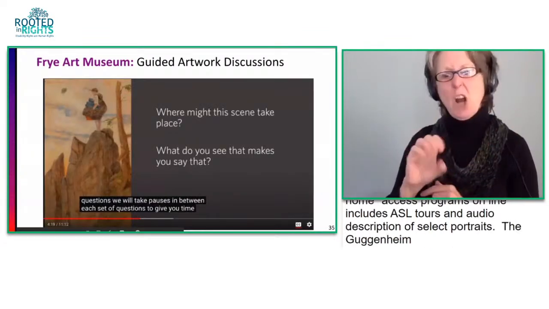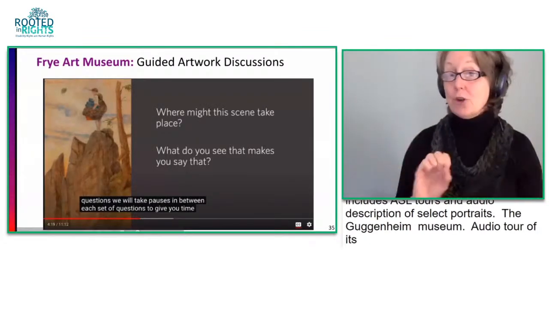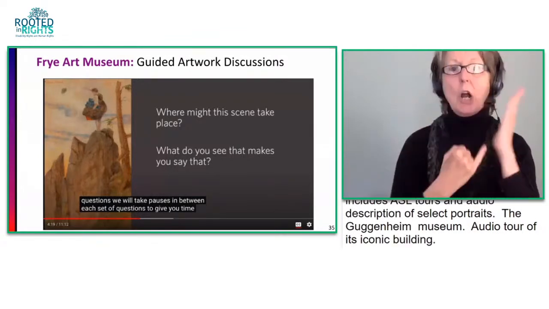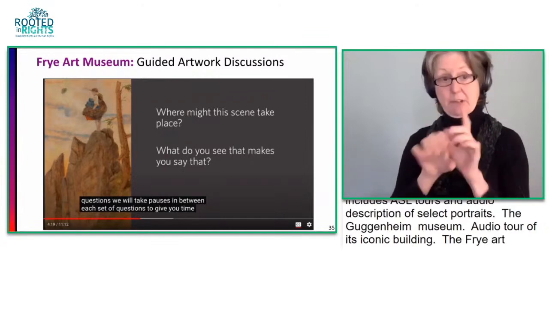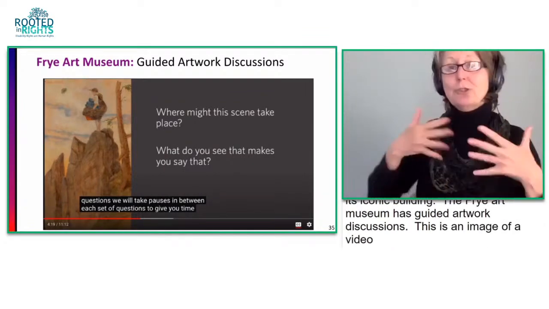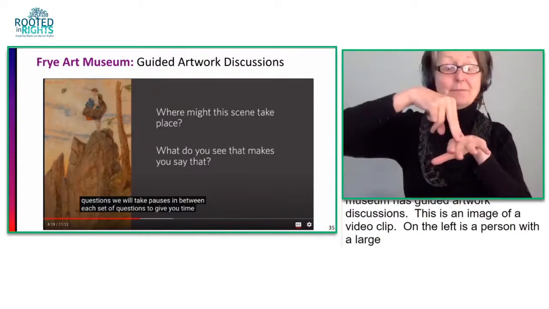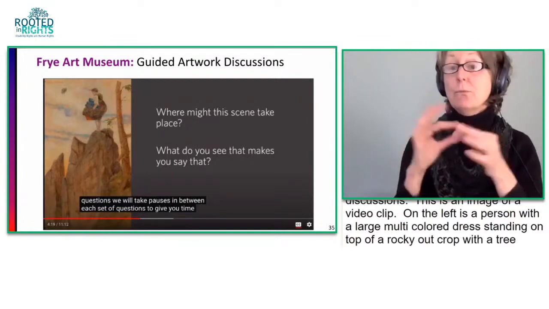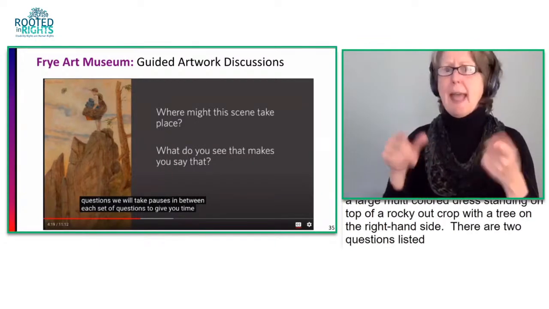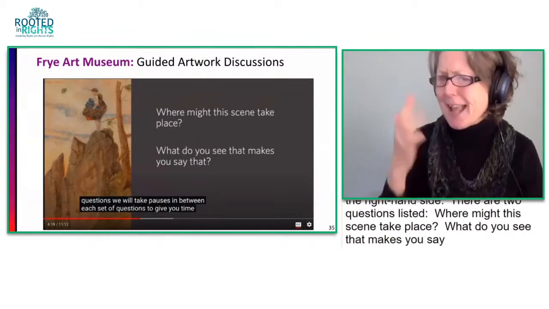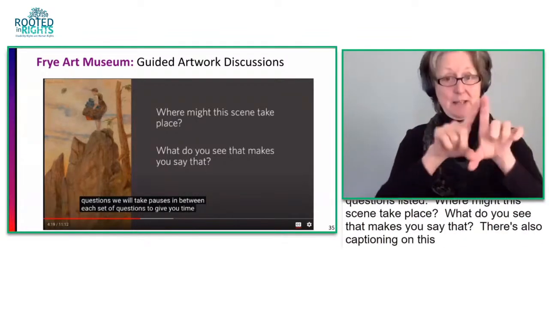The Fine Art Museum right here in Seattle has guided artwork discussions. This is an image of a video clip. On the left is a person with a large multicolored dress standing on top of a rocky outcrop with a tree on the right-hand side. There are two questions listed. Where might this scene take place? What do you see that makes you say that? And there is also captioning on this clip. Next, please.